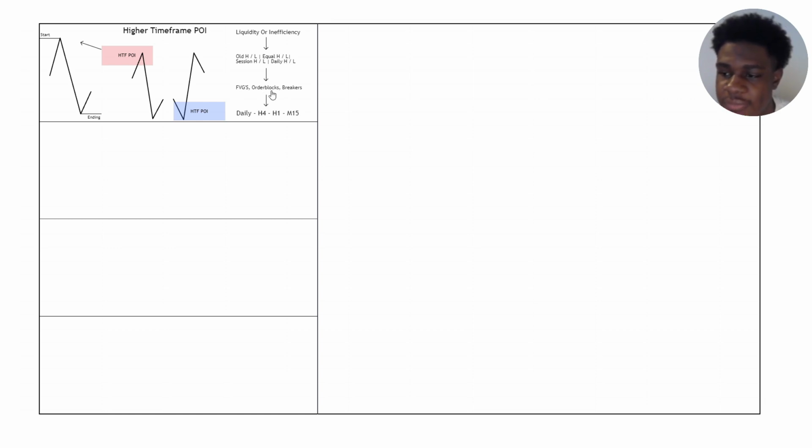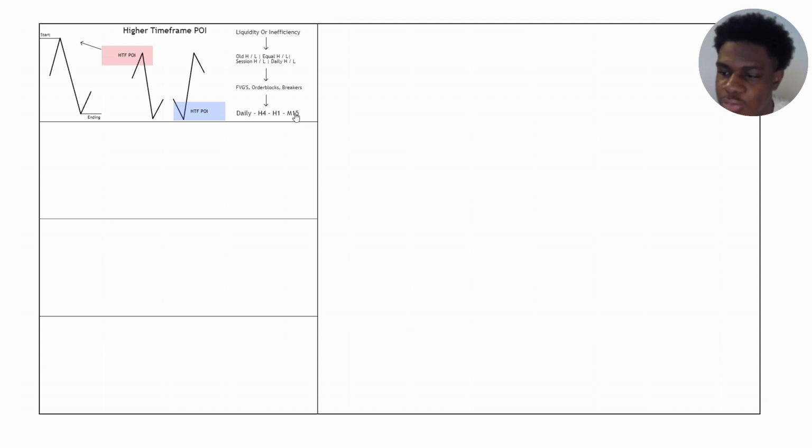And in terms of the higher time frame ranges, we like to use time frames like the daily, the 4-hour, the 1-hour, and the 15 minutes, as these provide the highest probability for a potential reversal or continuation to take place. The higher the time frame, the more likely the zone is going to hold.